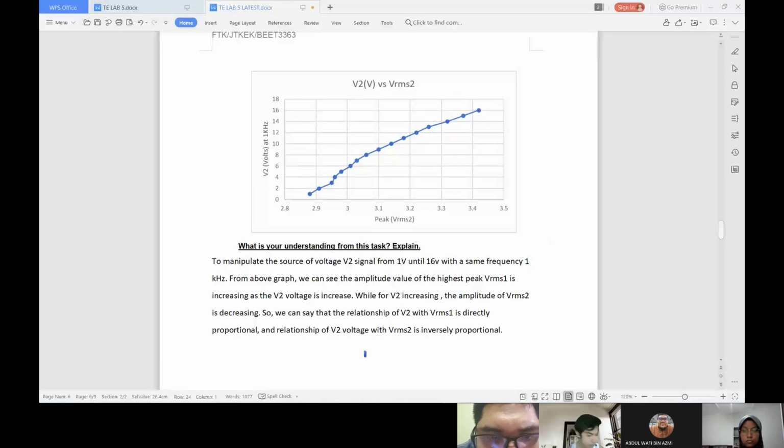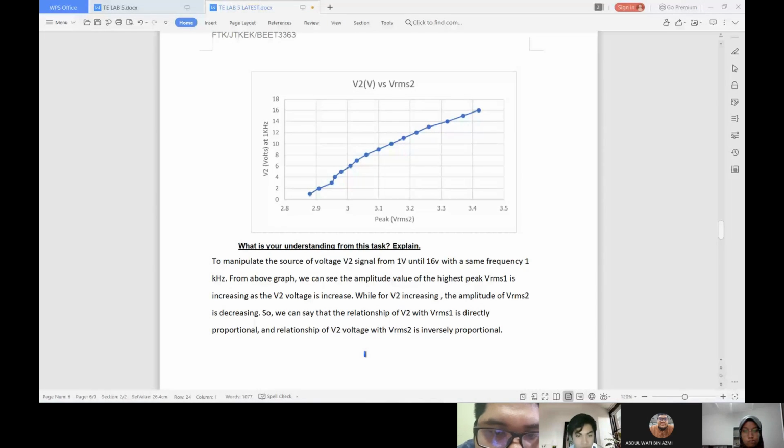For this task we manipulate the source voltage V2 signal from V1 until 16 V, with the same frequency of 1 kilohertz, and then we get a graph like this. Then for the next part, we pass to Anis.